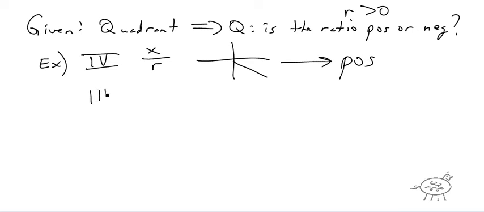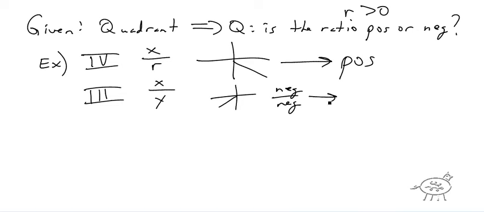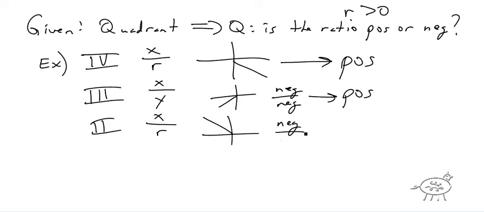Okay, here's another one, quadrant 3, and x over y. So we're here, well, x is negative and y is negative. So it's basically negative over negative, which is a positive. So the ratio is positive. Okay, quadrant 2, x over r. We're over there, x is negative, so it's basically a negative over positive, and that gives us a negative. Okay, that's pretty easy. All right, let's try another kind of problem here.